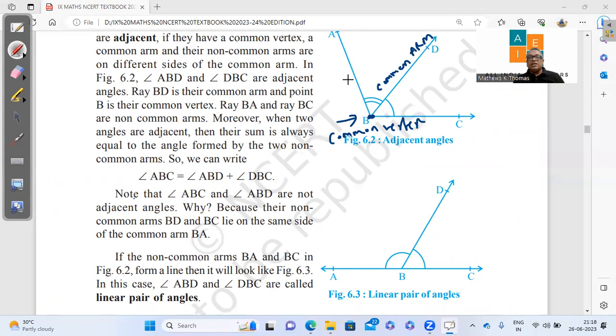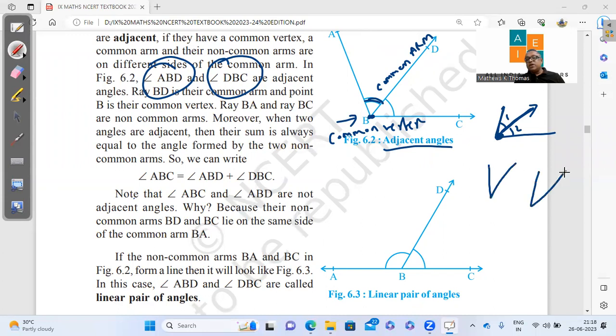So one angle is angle ABD, right? This is one angle here. And the second angle is DBC. We can say that they are adjacent angles. Why are they called adjacent angles? Because both the angles have a common vertex and a common arm, right? This is the common arm and this is the common vertex. So we have angle 1 and 2. These are adjacent. If they are not connected, then they are not adjacent because there is nothing common. No common arm, no common vertex, right?